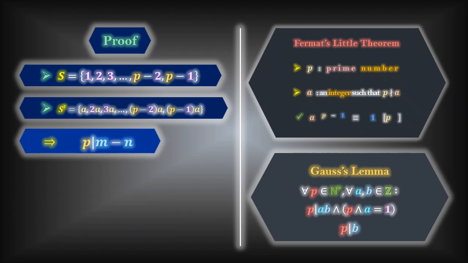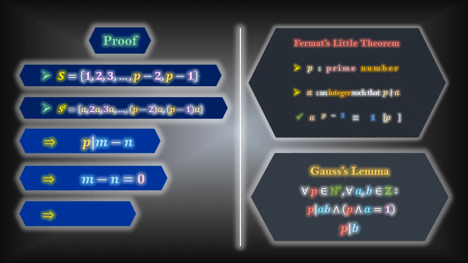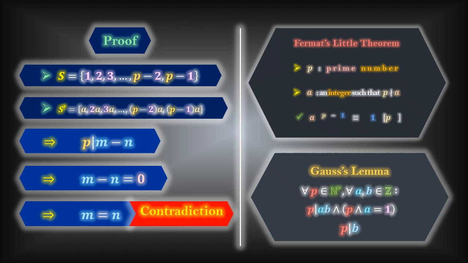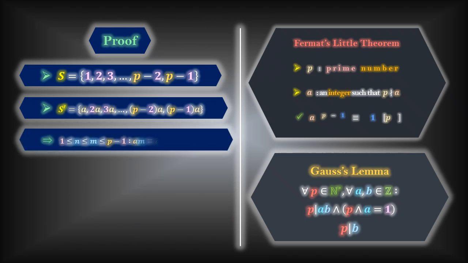However, since m and n are distinct integers between 1 and p minus 1, their difference is strictly less than p in absolute value. Therefore, for p to divide m minus n, it must be true that m minus n equals 0. This implies that m equals n. But this contradicts our assumption that m and n are distinct. Therefore, our assumption was false. We conclude that the elements a, 2 times a, 3 times a, and so on up to p minus 1 times a, have distinct congruence classes modulo p.